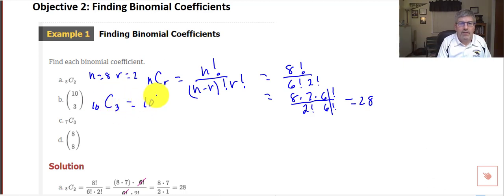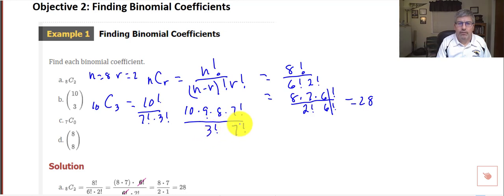So we have 10 factorial over 7 factorial times 3 factorial. 10 factorial is 10 times 9 times 8 times 7 factorial, all over 3 factorial times 7 factorial. So my 7 factorials cancel. 3 factorial is 3 times 2 times 1.